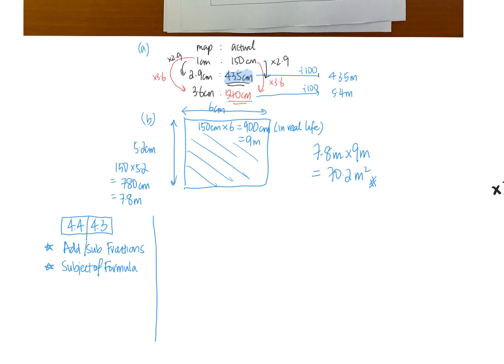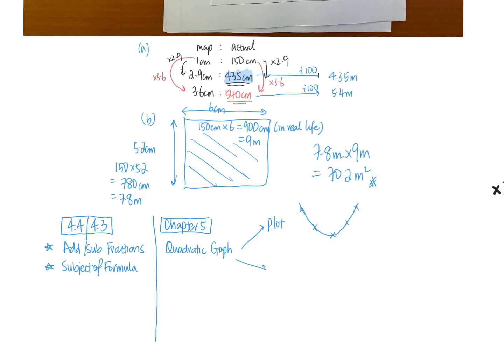Okay, next one. Chapter 5. What is chapter 5? Quadratic functions. Okay, so chapter 5, I have a few things. One is your quadratic graph. You must know how to plot. So plot, no problem, right? You can always plot and then draw your quadratic graph. So this one, no problem.